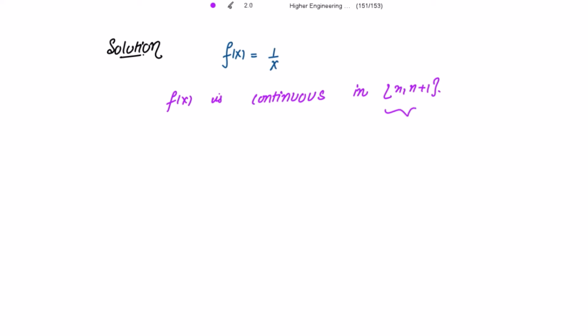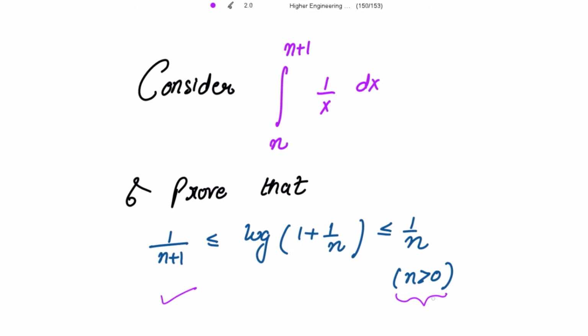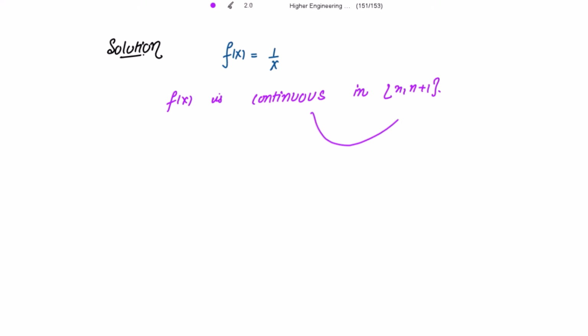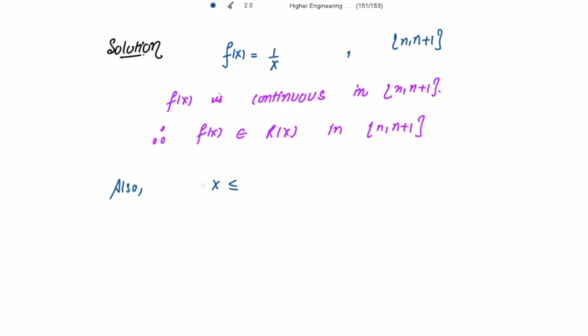And because here the interval is n to n plus 1, where n is strictly positive, it is given to us. So f of x is continuous everywhere in this interval, right? So therefore, f of x belongs to R of x, that is the set of rational functions, in the closed interval n to n plus 1. Now also, for x belonging to this closed interval n to n plus 1, to find the least upper bounds and greatest lower bounds, we need to make this x to be 1 by x. Let's take the reciprocals of this all over. So it is 1 by n, this is 1 by x, and this is 1 by n plus 1.